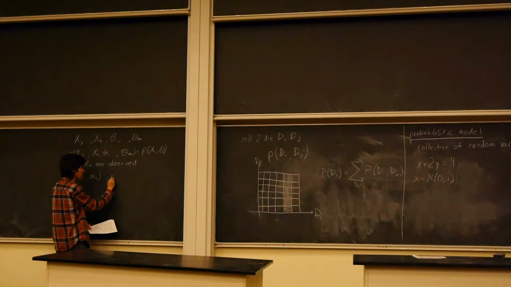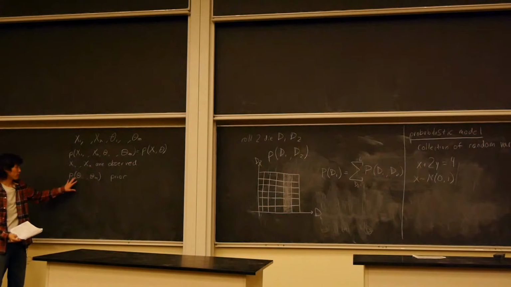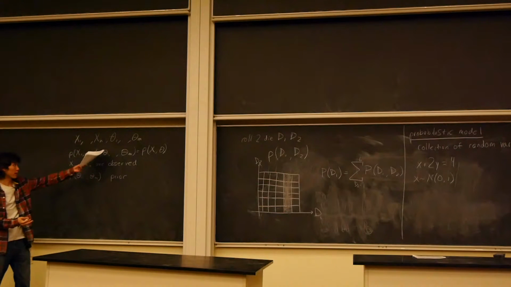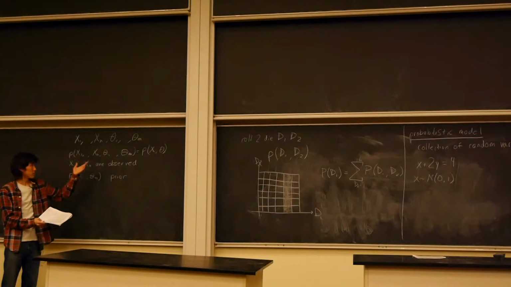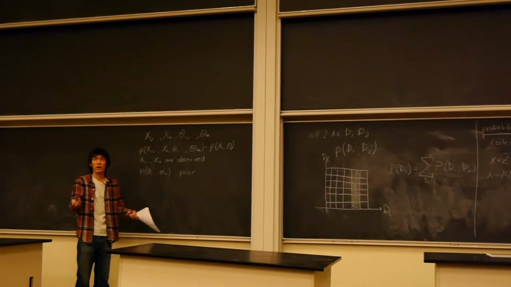This is my prior. So the probability of only the things that are unknown is the prior. Sometimes you also just say what is the prior on a particular random variable, like theta 1 or theta 2, right? And that's also the probability of theta 2 is the prior on theta 2.